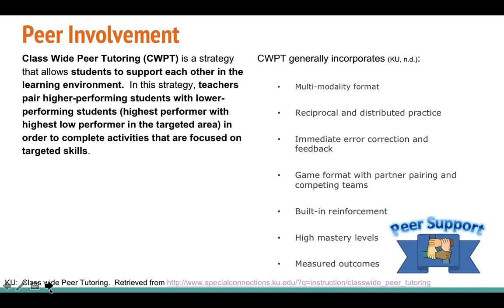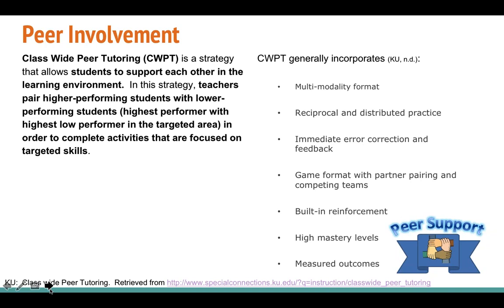So what does this really kind of look like? What are you going to include in this class-wide peer tutoring model? It's a multimodality format, and that's some of the things that we've already talked about, that you can use various modalities. It's reciprocal and distributed practice. So the students are going to take turns. One will be what's called the coach, while the other's the learner, and they'll actually switch those roles. So that way they each have that sense of empowerment to learn information. There's immediate error correction and feedback because they're checking each other as it's happening.